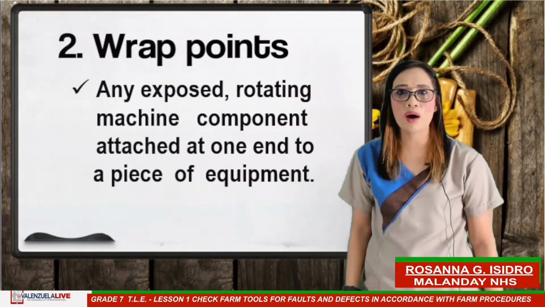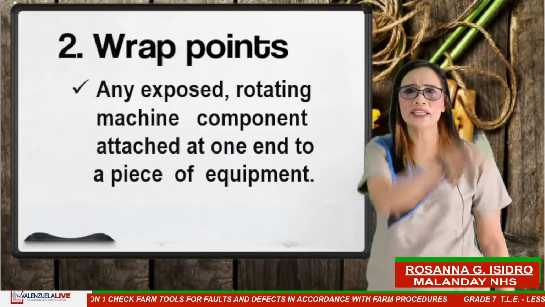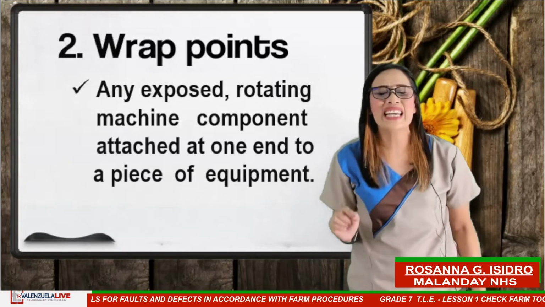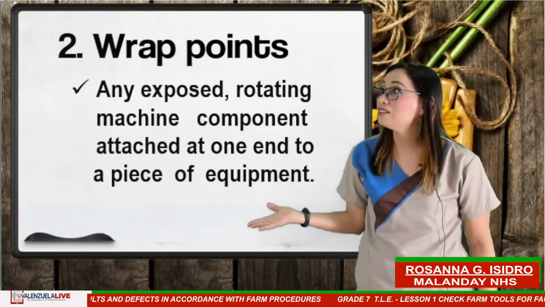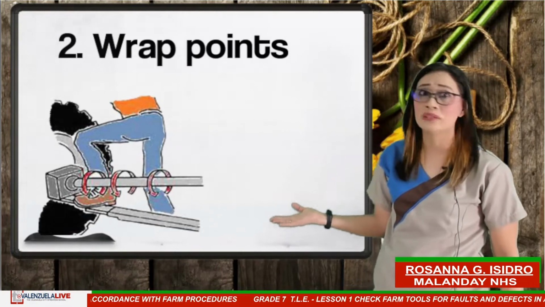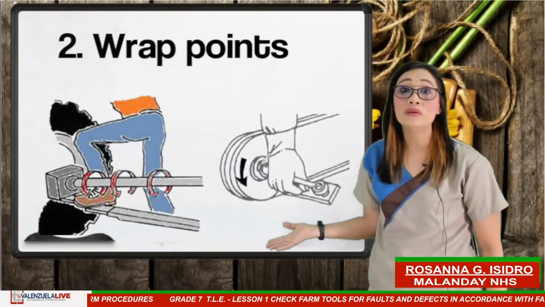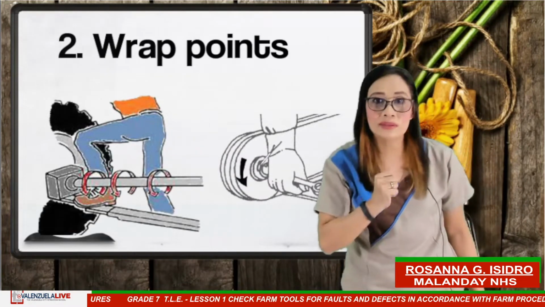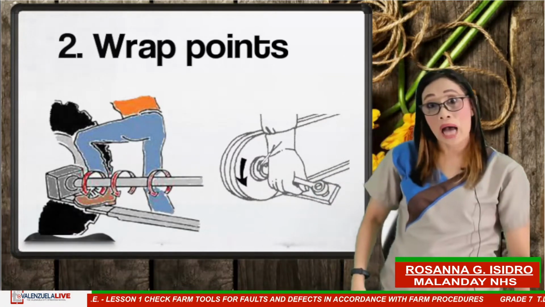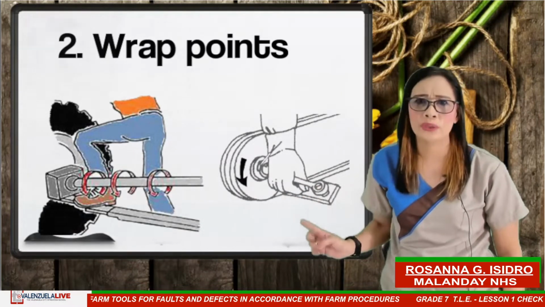Second, rub points. Any exposed rotating machine component attached at one end to a piece of equipment. These can catch on clothing and limbs, pulling them into the machine. Rub points are found in rotating shafts or rods and can catch a sleeve, calves, or pant leg. Wear close-fitting clothing, and remove jewelry.